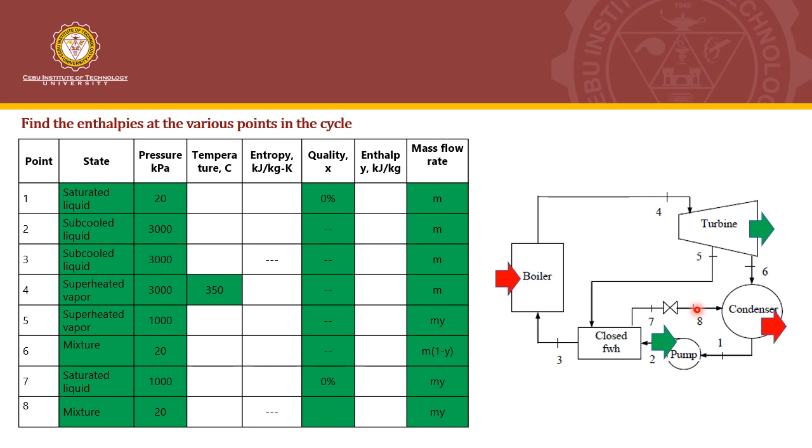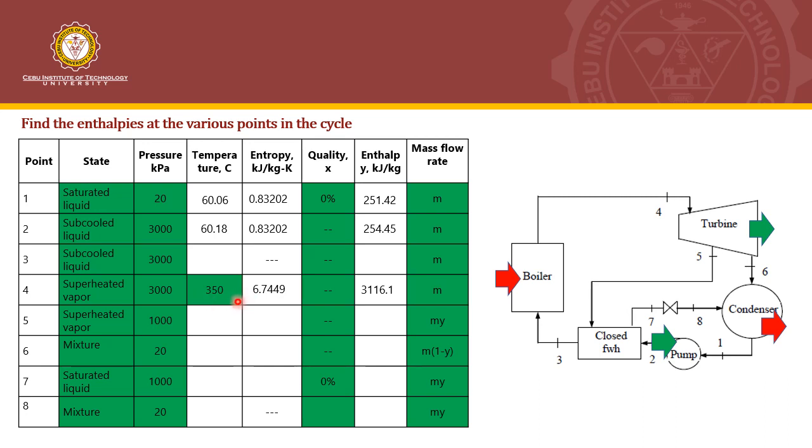So we are ready to get the enthalpies at the various points, beginning at point 1, since we already have saturated liquid at 20 kilopascal. Process 1 to 2 is isentropic, so we'll just copy the entropy and then get the remaining properties using the software. Point 3 is a subcooled liquid, and we cannot determine yet the value at point 3. So we're going to determine first at point 4, because point 4 has 2 properties already, and that is 3000 kilopascal pressure and 350 degrees Celsius temperature.